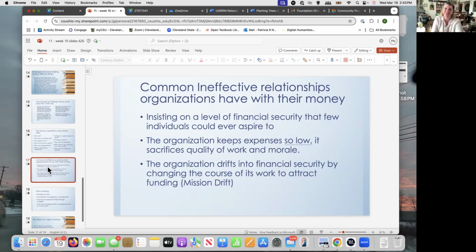Common ineffective relationships. So we don't want to be the micromanager. We do want to be aware of what is happening in our organization, but budgets are not a time to prove that you save and scrimp at every single penny, because that demonstrates that your staff are going to be very stressed and you're going to have high turnover.